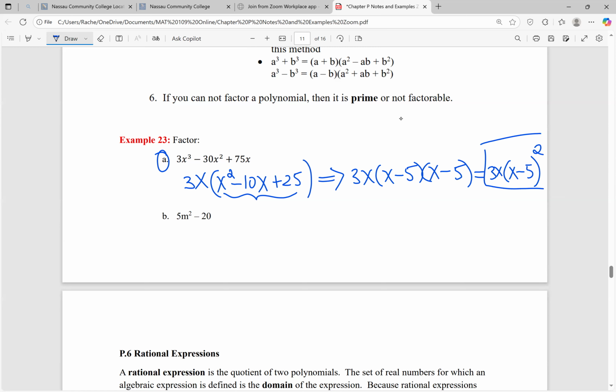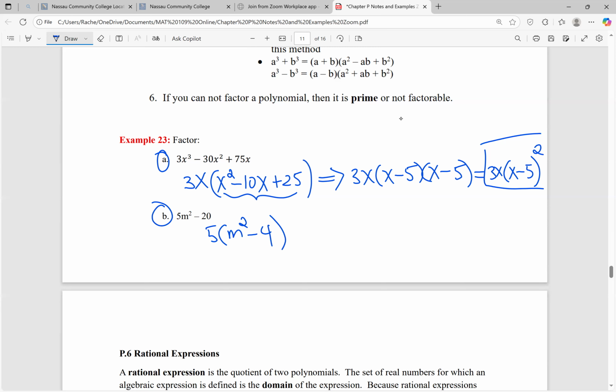And then let's do one more. Let's look at B. So I have 5m squared minus 20. Always start by seeing if you could factor out a GCF. In this case, my common factor is 5. So I'm going to factor out a 5. And then my other factor, I'm going to be left with m squared minus 4. Now ask yourself, can you further factor m squared minus 4?